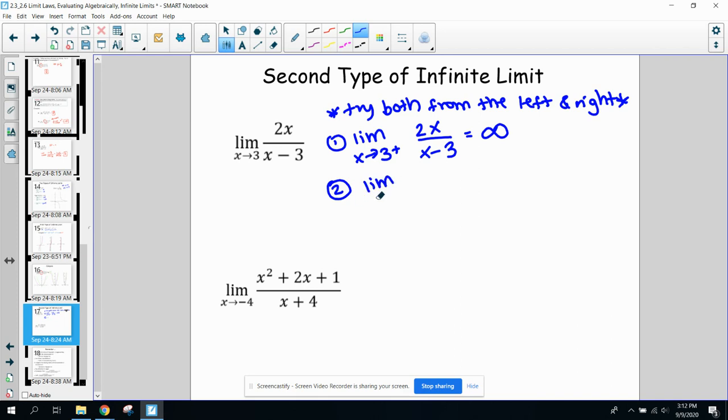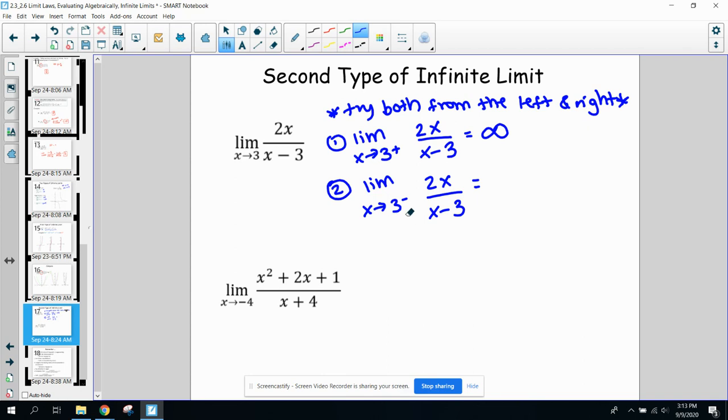The limit as x approaches 3 from the left of 2x over x minus 3. I'm going to do the same thing, but I'm going to pick numbers that are close to 3 coming from the left-hand side. So for instance, I might pick 2. If I pick 2, I get 4 over negative 1. So I get negative 4.